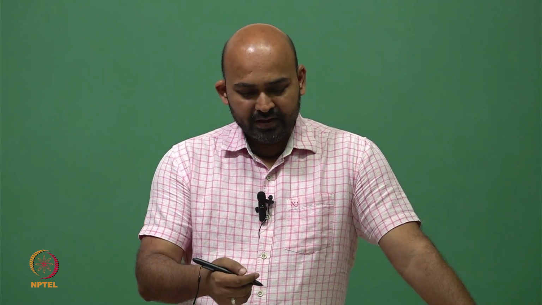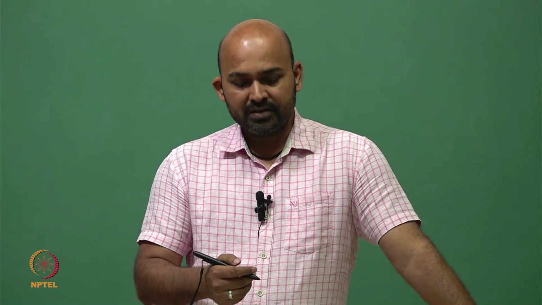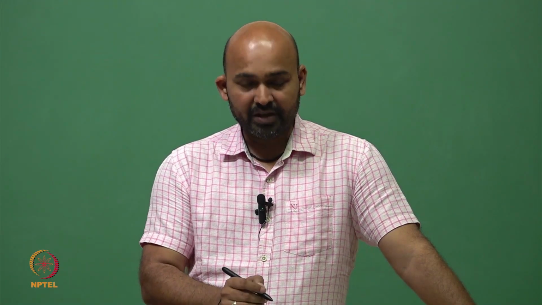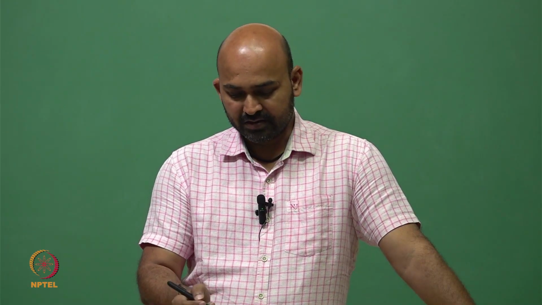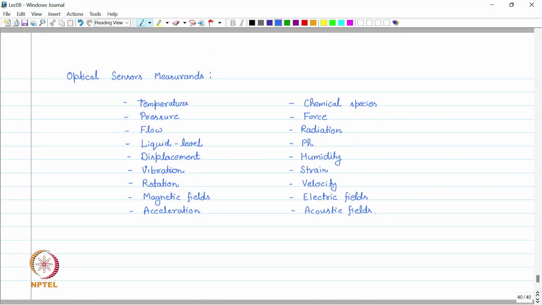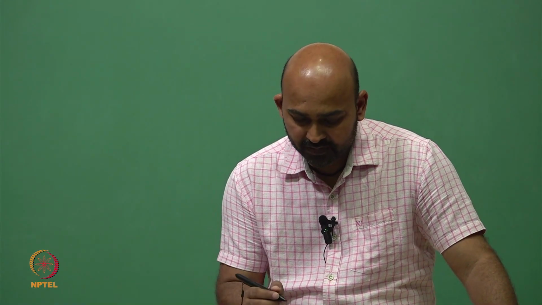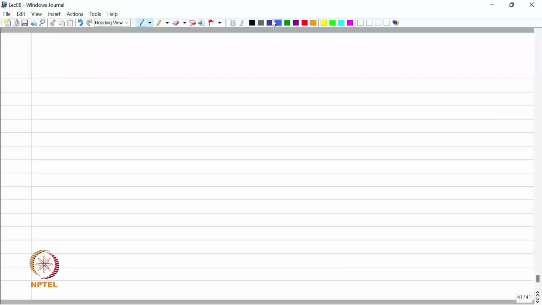So in that way, there are many measurements which we can make using optical sensors. For example, liquid levels, displacements, radiation, humidity, even electric fields. So these are some measurements. Let's talk about some classification of these optical sensors first.